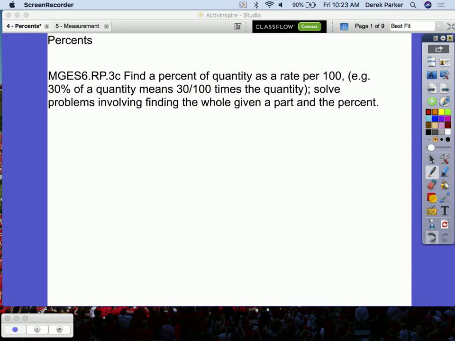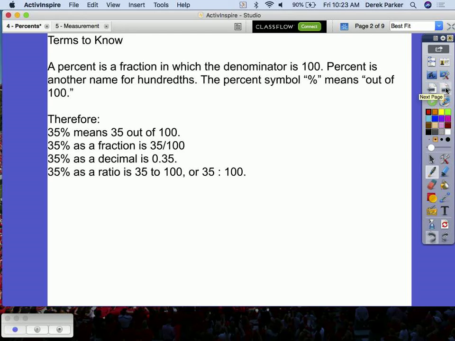In this lesson, we will learn about percents and how to use ratio reasoning to find a percent of a quantity as a rate per 100. Terms to know: a percent is a fraction in which the denominator is 100. Percent is another name for hundredths, and the percent symbol actually means out of 100. Therefore, 35% means 35 out of 100.